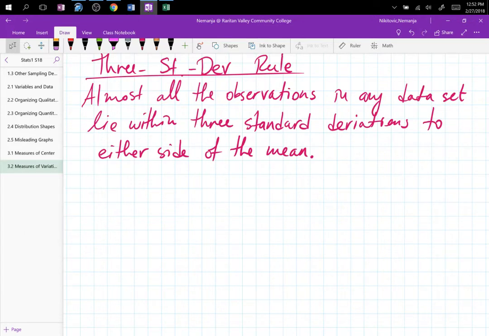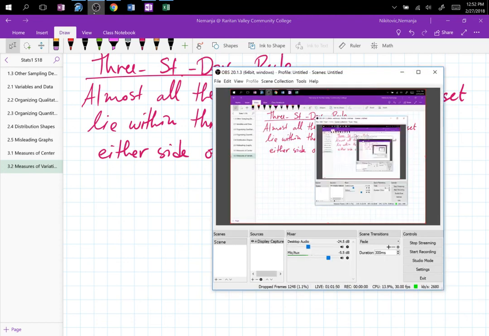Then they talk about use of technology, and that's it for this one. Now we're going to take a short break, and then when we come back, we are going to take a look at the last section. Well, I'm not sure if it's the last section. 3.4, which is the 5-number summary and box plots. Bye.